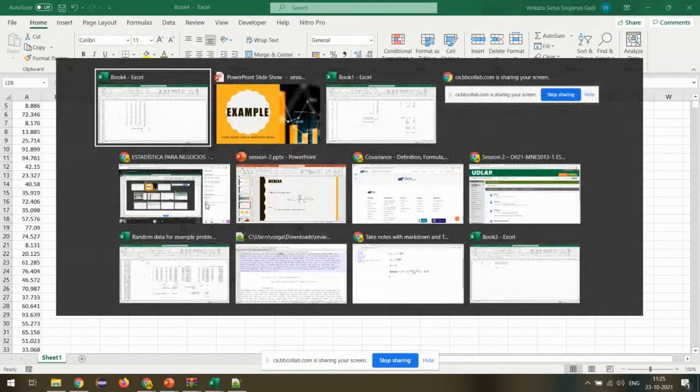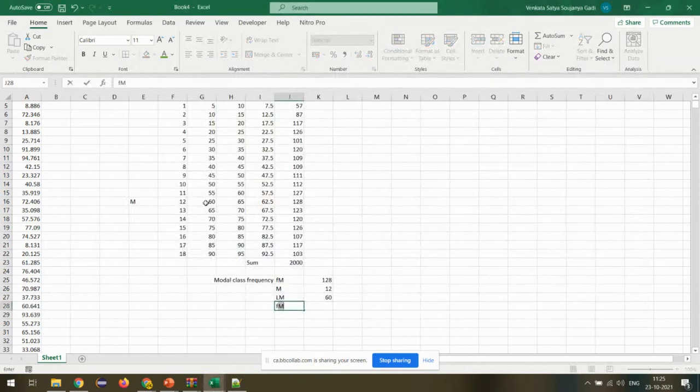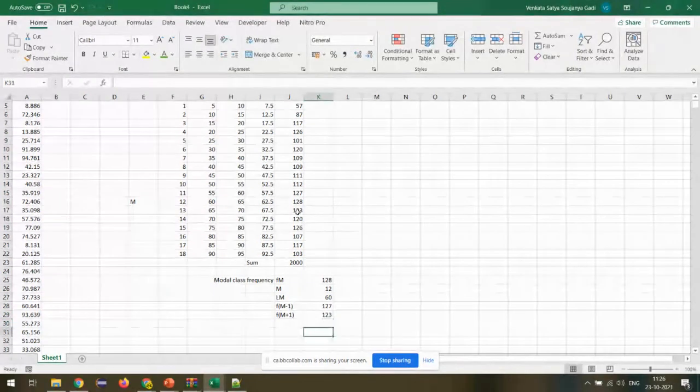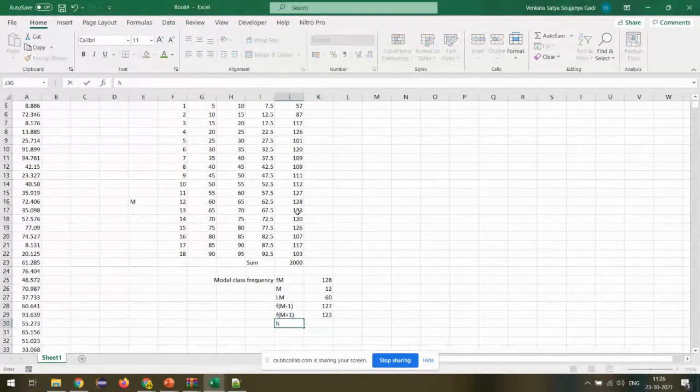And then the formula says we need FM. FM we already have. FM minus 1, let us see, what is it? The one before the model frequency, right? If this is the model frequency, the one before is 127. The one after is 123. And then we need H. H, we already know it is the difference between any of those two, which is 5.